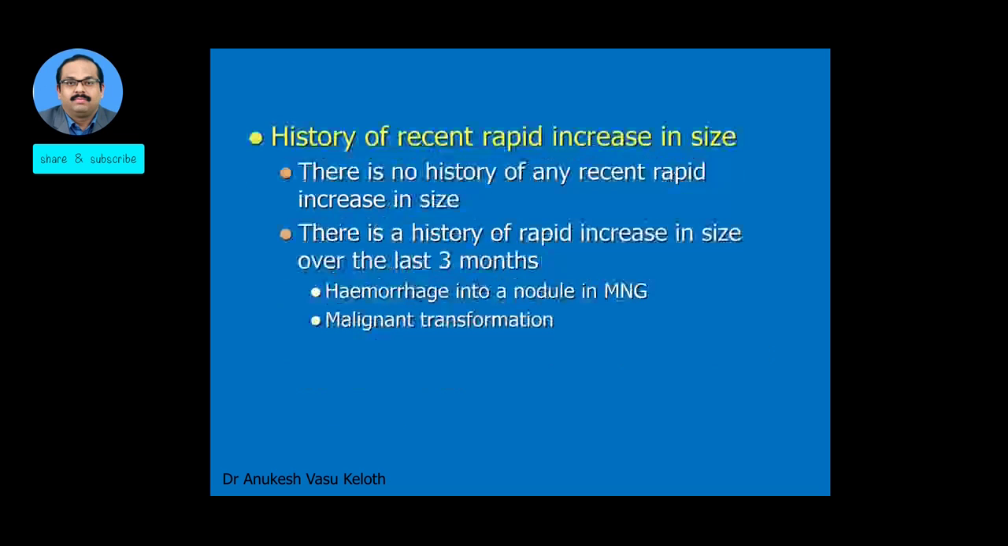Now, what is the cause for a recent rapid increase? One cause is hemorrhage into a nodule in the multinodular goiter. So there is pain as well as swelling increase. The second option is malignant transformation of a part or a nodule in the swelling.